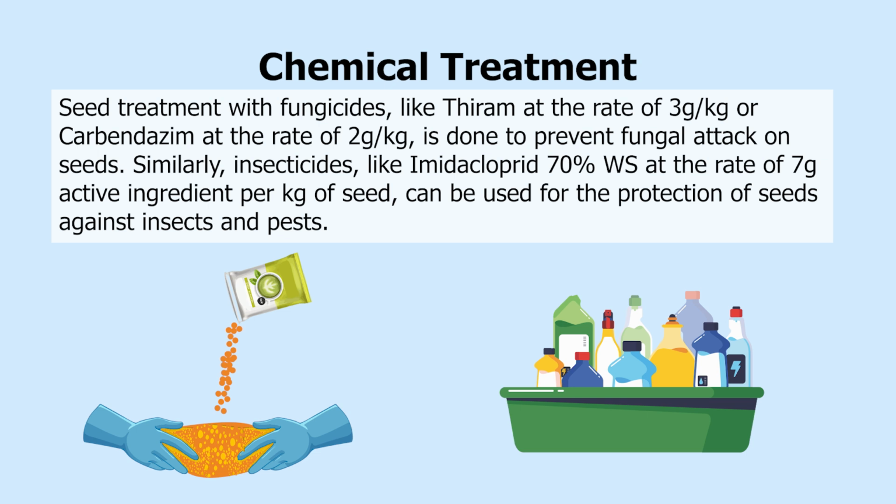Similarly, an insecticide like imidacloprid 70% water soluble at the rate of 7 gram active ingredient per kilogram of seeds can be used for the protection of seeds against insects and pests.